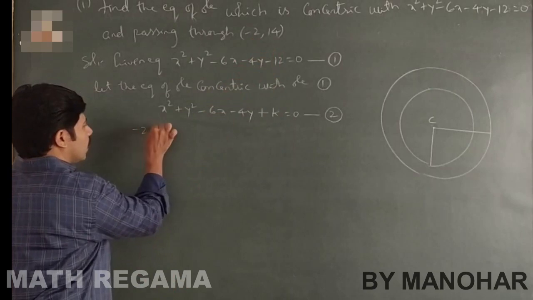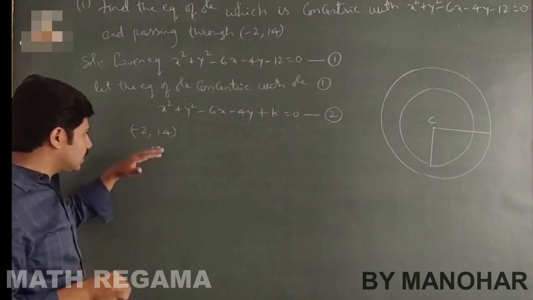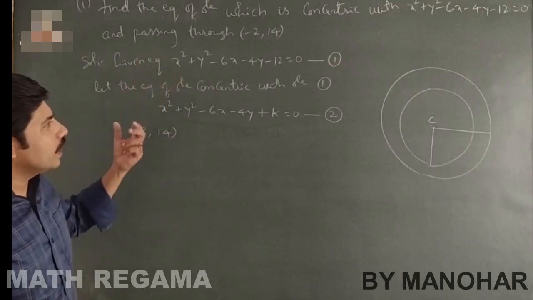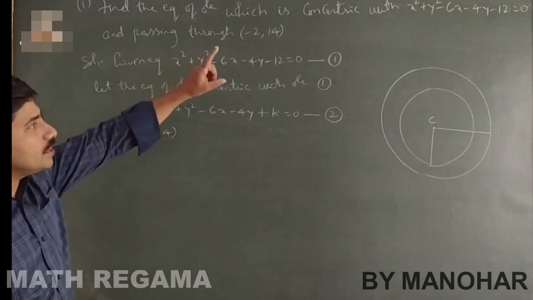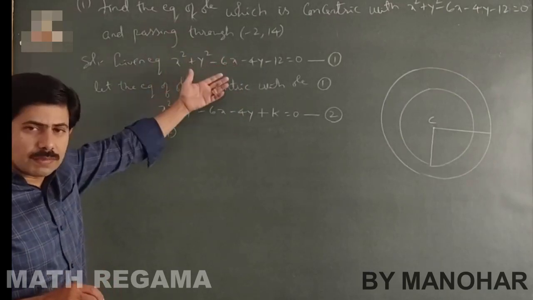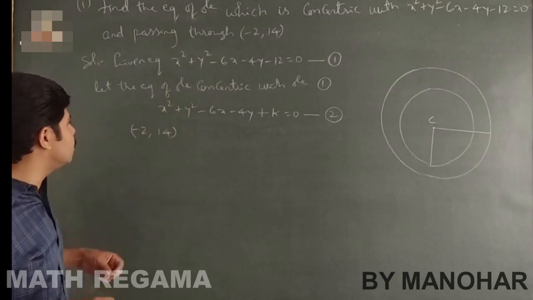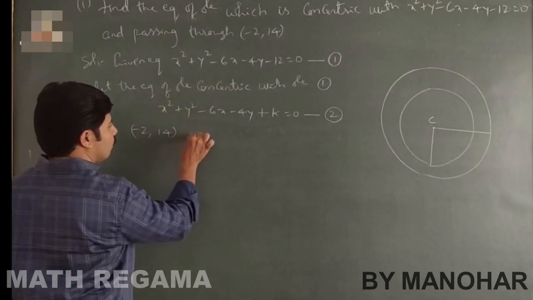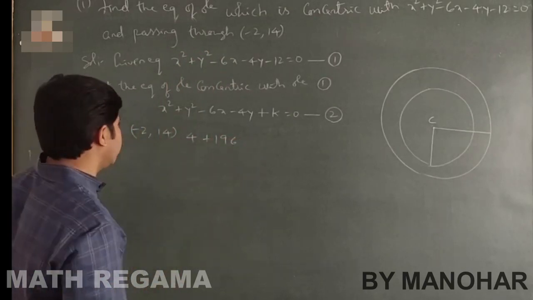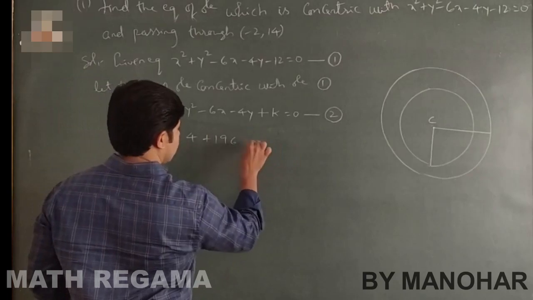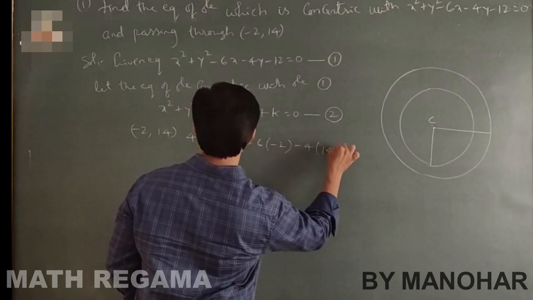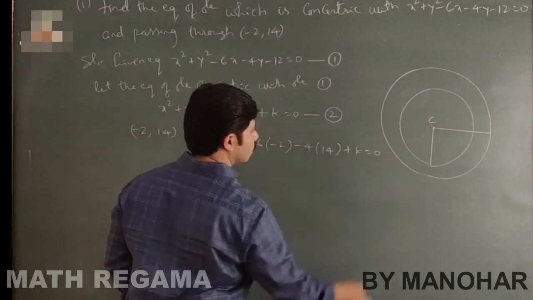So, I write minus 2, 14 and I will substitute this in equation 2. Why do we have to substitute? Because it is given in the problem that the circle which is concentric to equation 1 passes through minus 2, 14. So I am substituting this in equation 2. Minus 2 square is 4 and 14 square is 196. Then minus 6 into minus 2 minus 4 into 14 plus k is equal to 0.